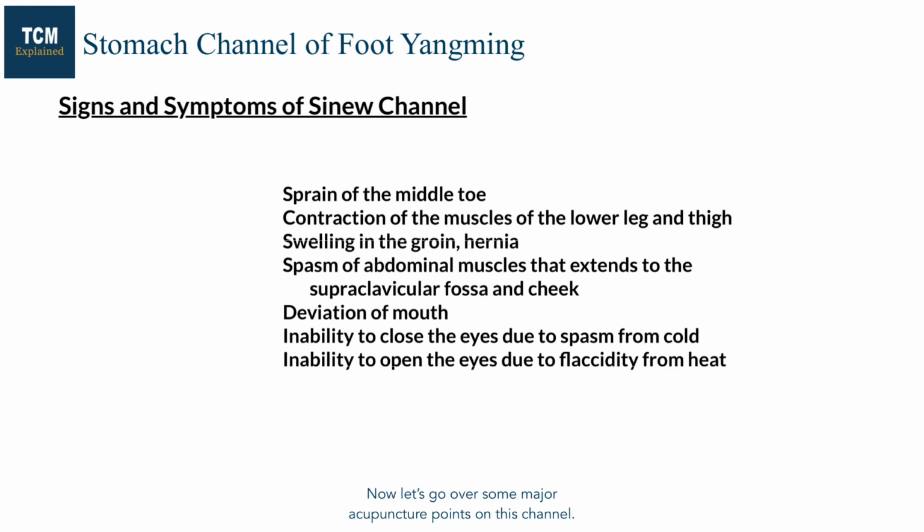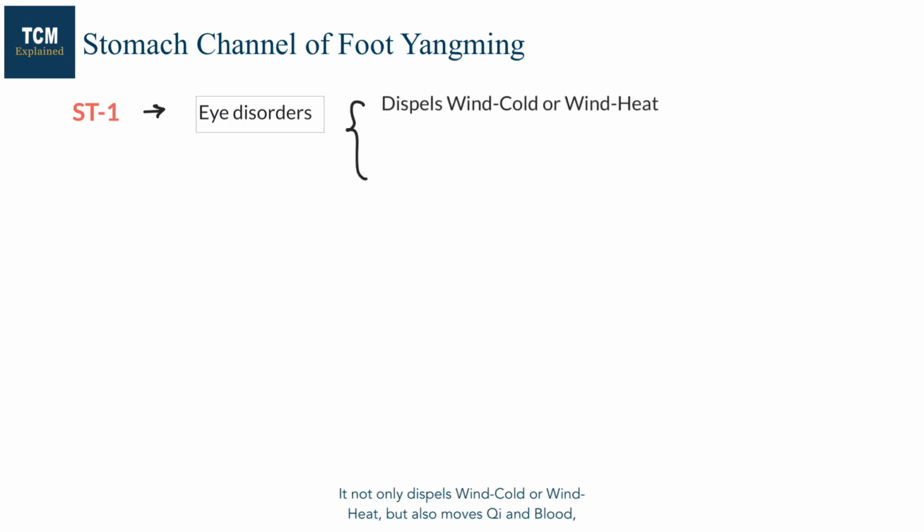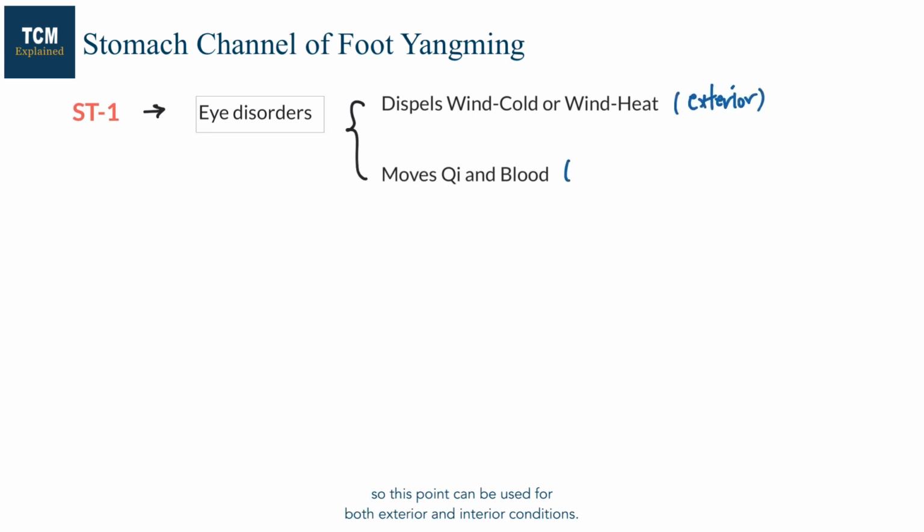Now let's go over some major acupuncture points on this channel. ST1 is the major point for any eye disorder. It not only dispels wind cold or wind heat, but also moves qi and blood, so this point can be used for both exterior and interior conditions.